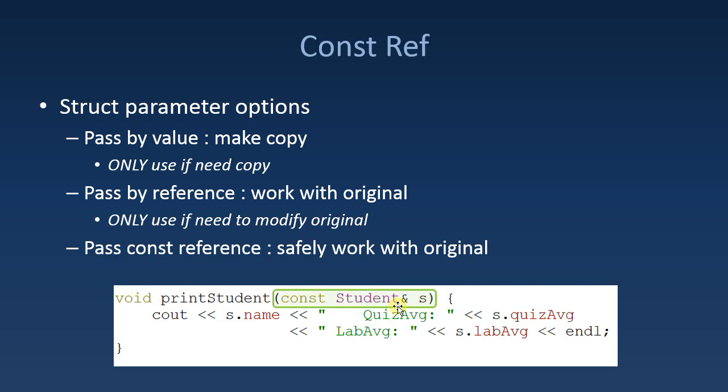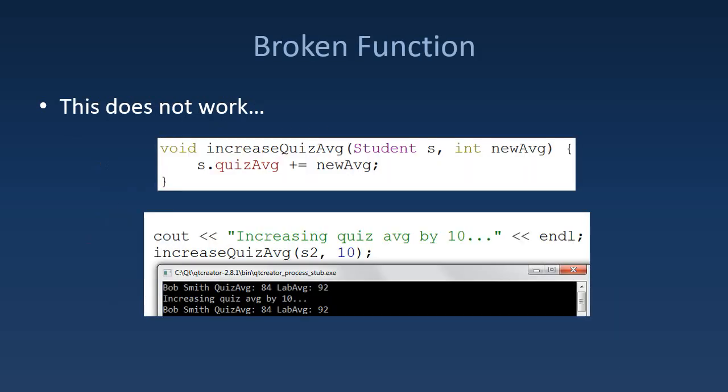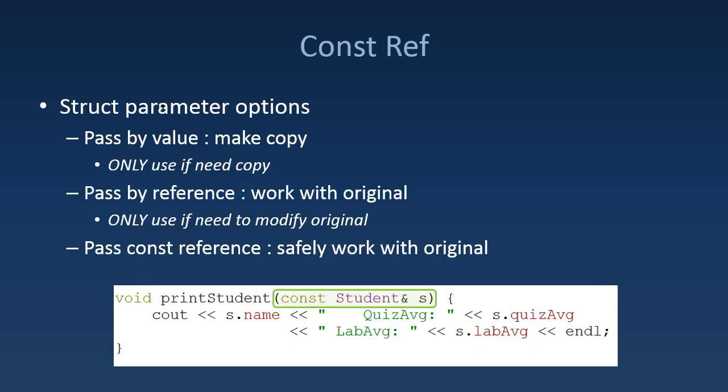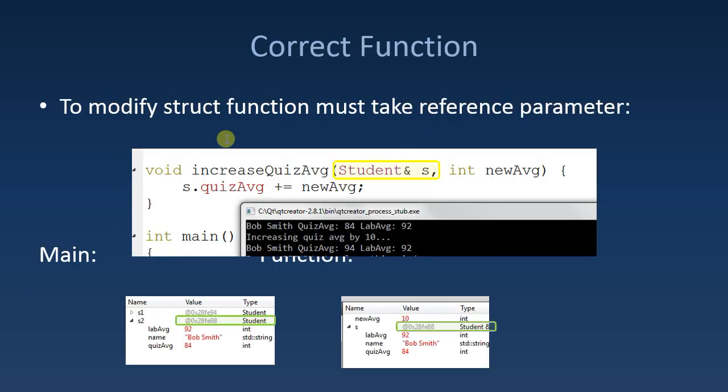So, kind of rule of thumb should be, if you want to pass a struct into a function and you need to work with a copy of that struct inside the function, go ahead and do normal pass by value. Right? It was broken for this function, but if I wanted to actually be working with a copy of the student and not the original, this would be perfect. If you need to modify the original, then pass by reference. So this would be the kind of correct version of this increase the average of a student.